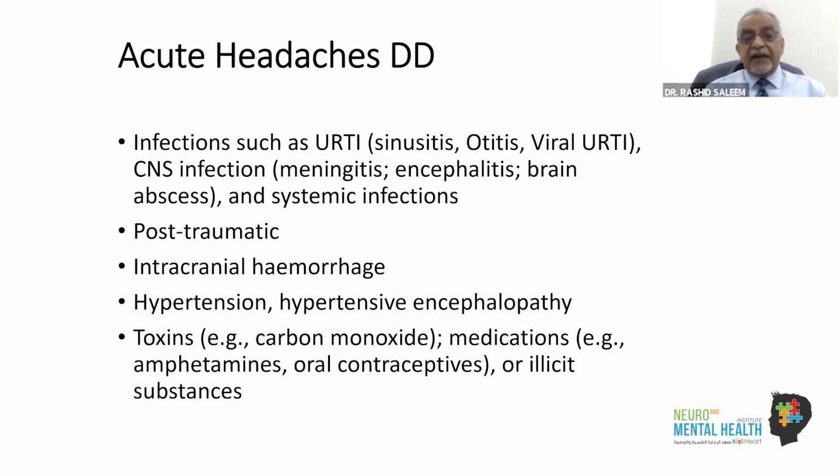Now, from the primary and secondary headaches, what are the causes which go under the acute headache pattern? It will be infections, as I mentioned: sinusitis, otitis, viral upper respiratory tract infection, CNS infection, meningitis, encephalitis, brain abscess, and even systemic infection like a febrile illness. They can all give you acute headaches. Post-traumatic headaches come in this acute group, for example trauma, road traffic accident.